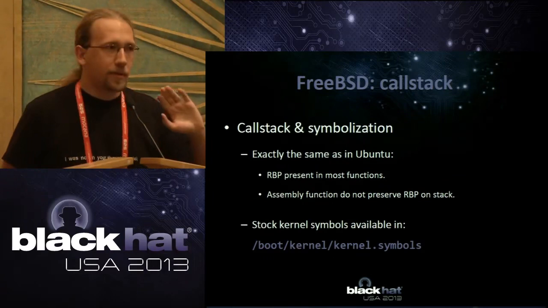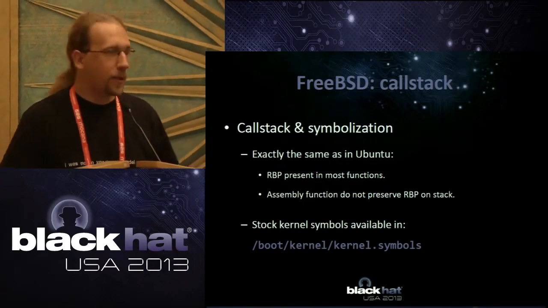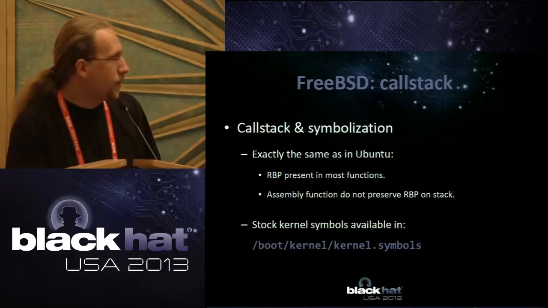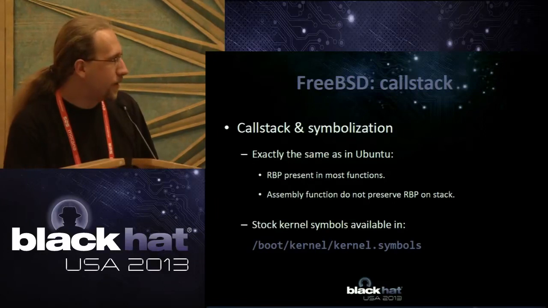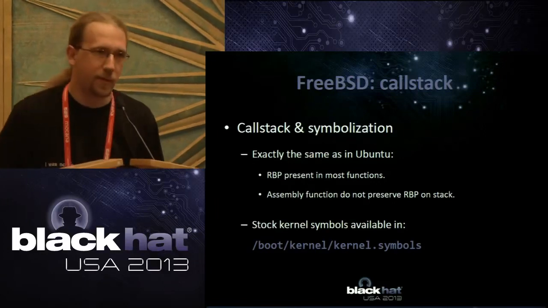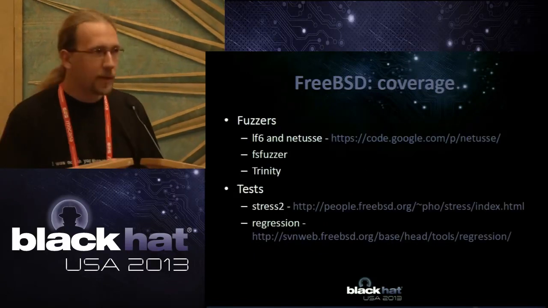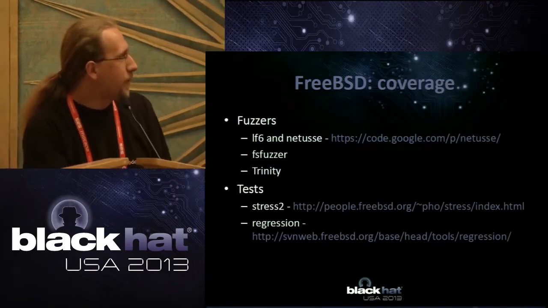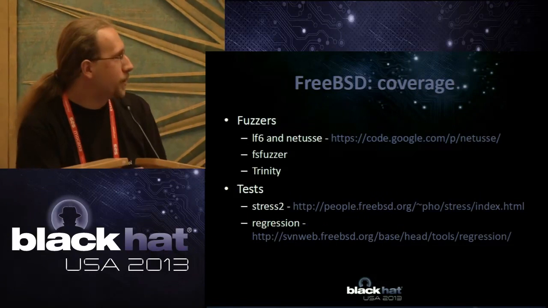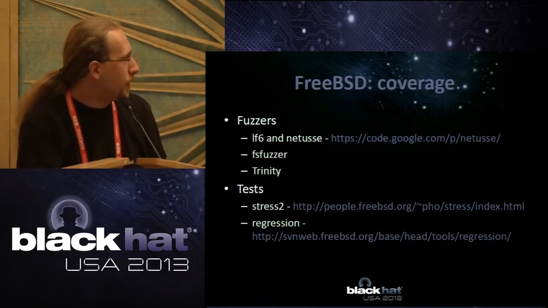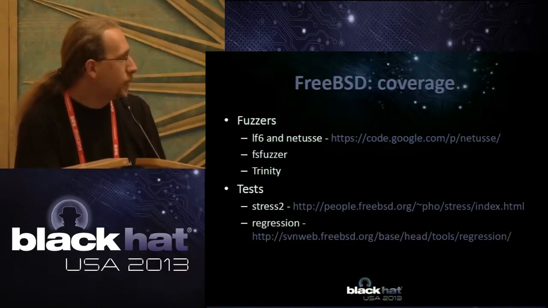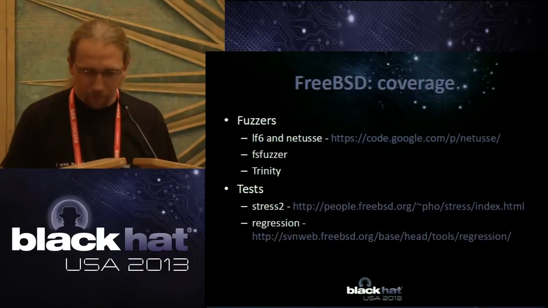Okay, call stack and symbolization, same stuff as on Linux. One nice thing, you actually have on your drive in the default installation the symbols for the kernel. That's a nice thing. You don't have to look for them and extract them. The coverage, basically same thing. Fuzzers: LF6 and NetUse, FS fuzzer and Trinity ports from Linux, stress2, and regression tests for FreeBSD.